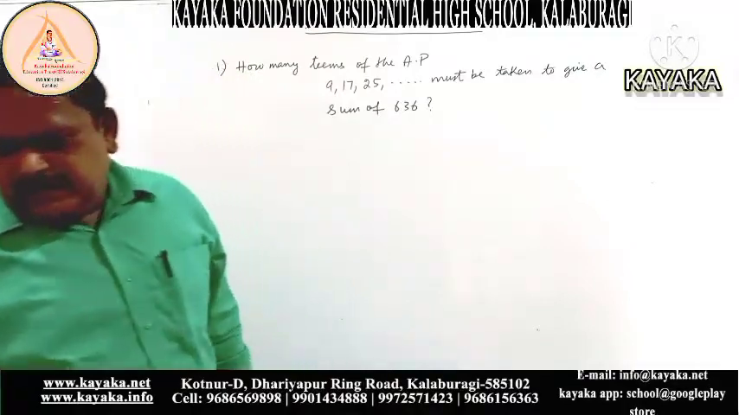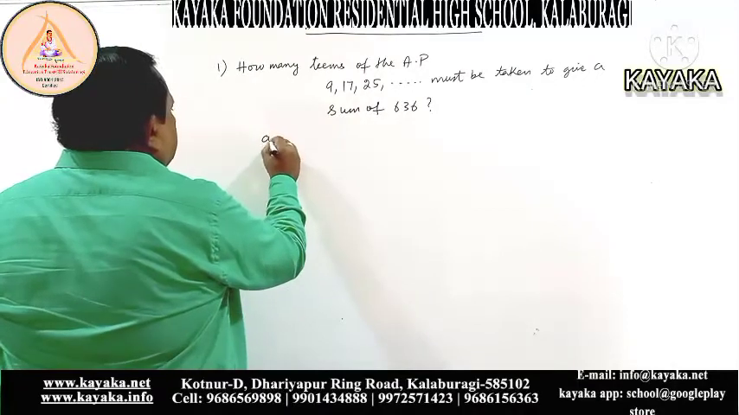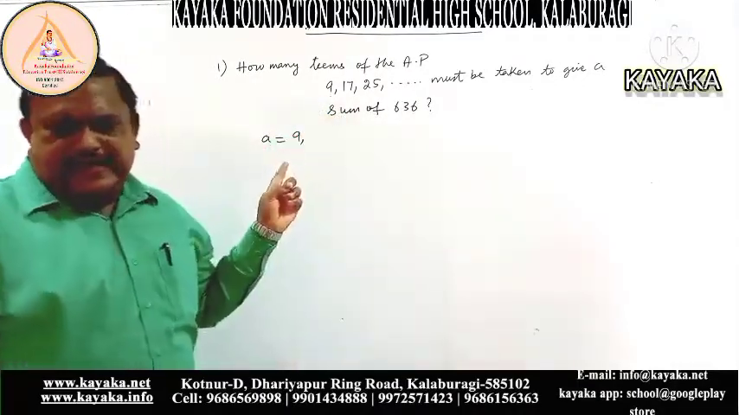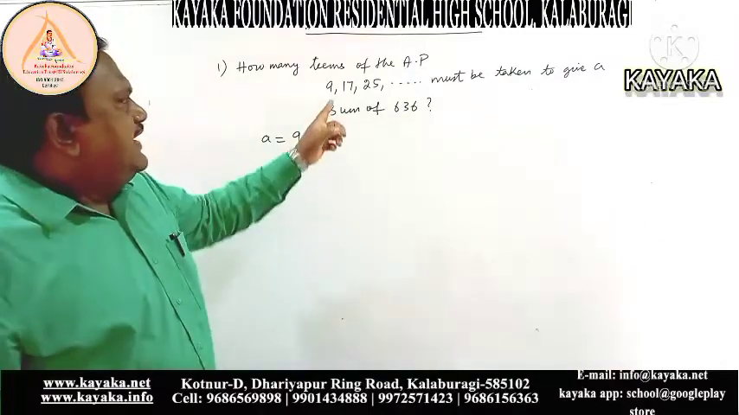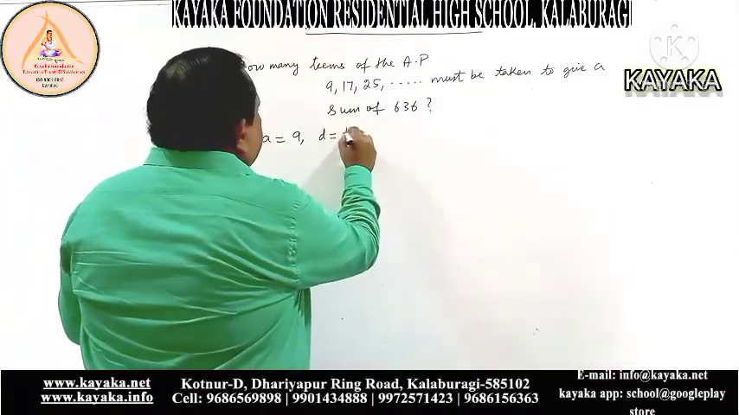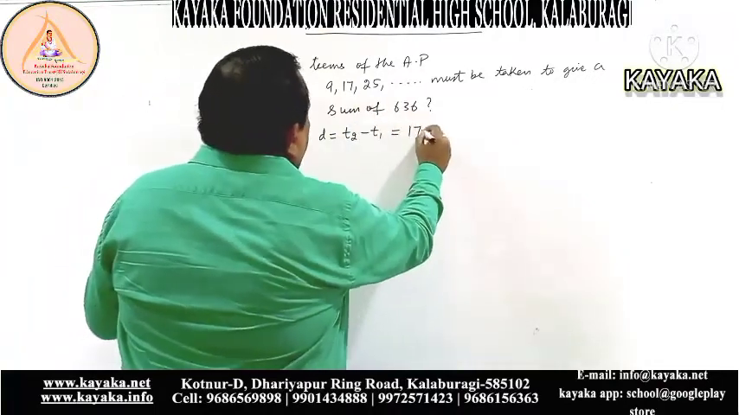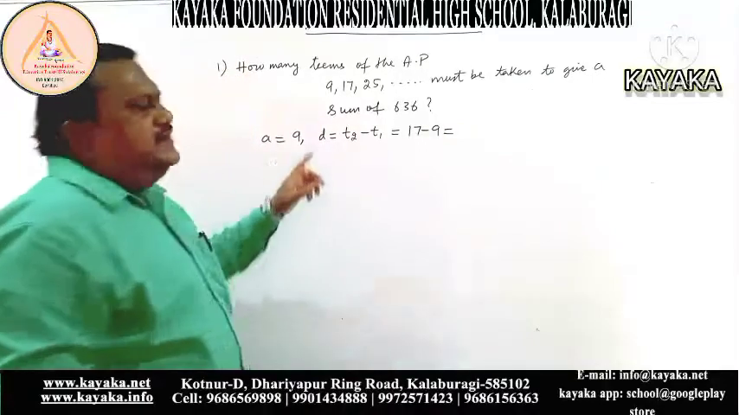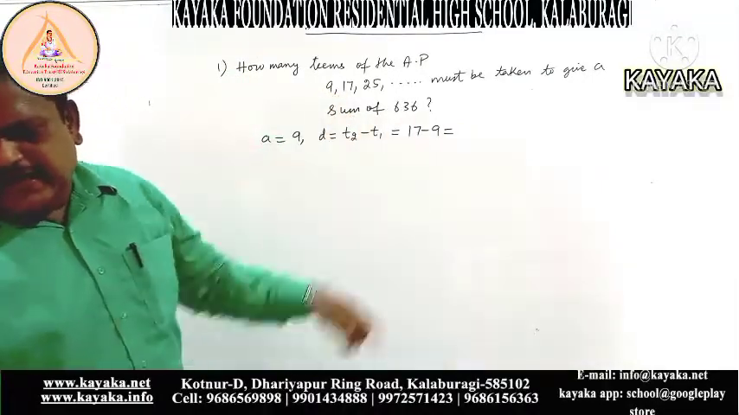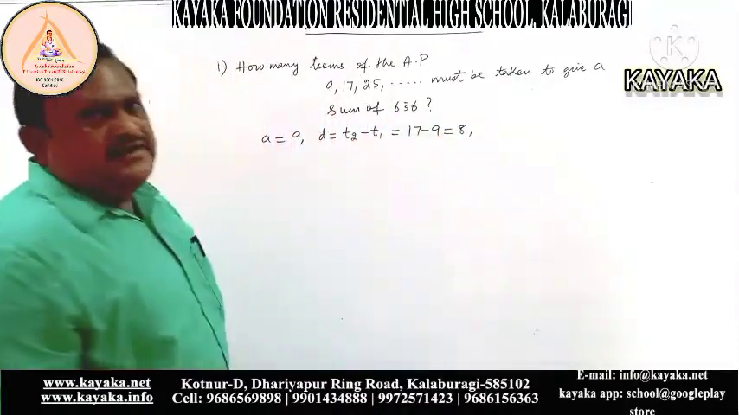Now, a is the first term, so a equals 9. Next, you have to find the common difference. d is equal to T2 minus T1, that is 17 minus 9, which gives 8. So d equals 8.